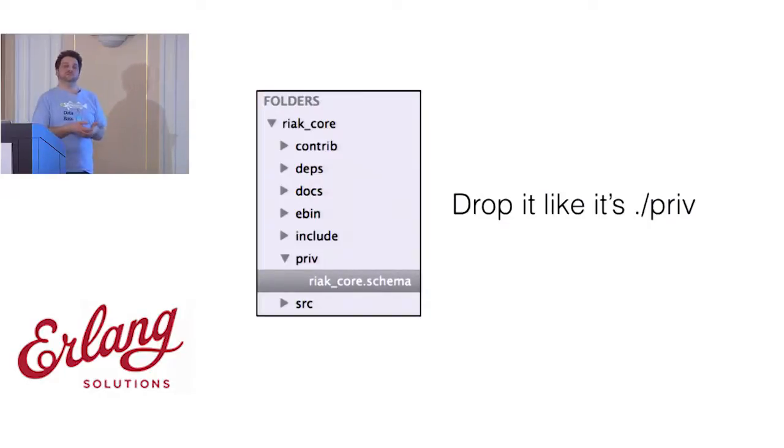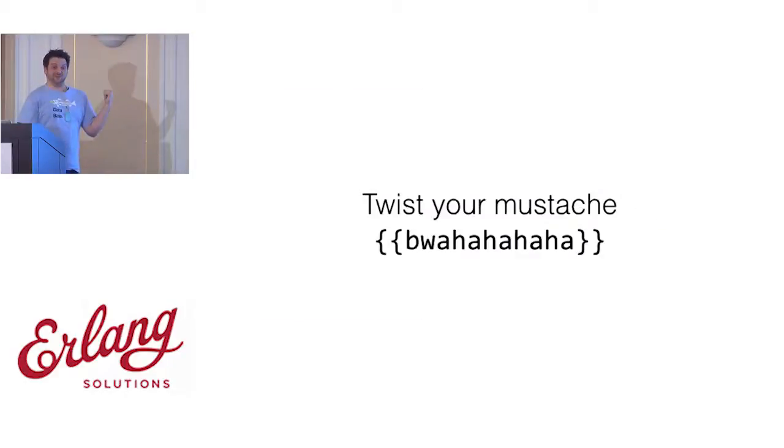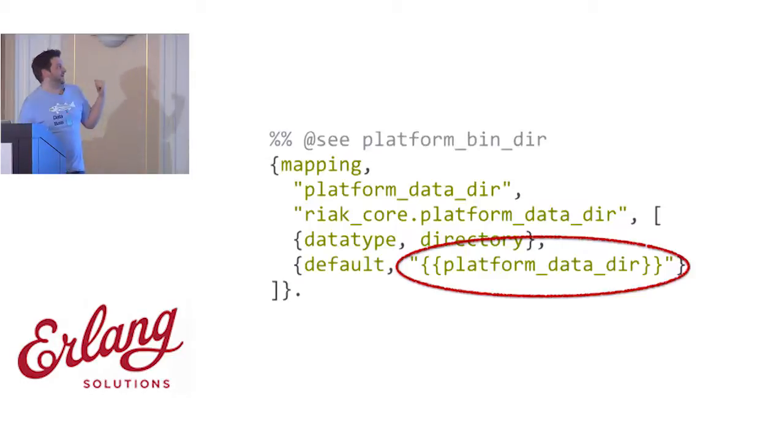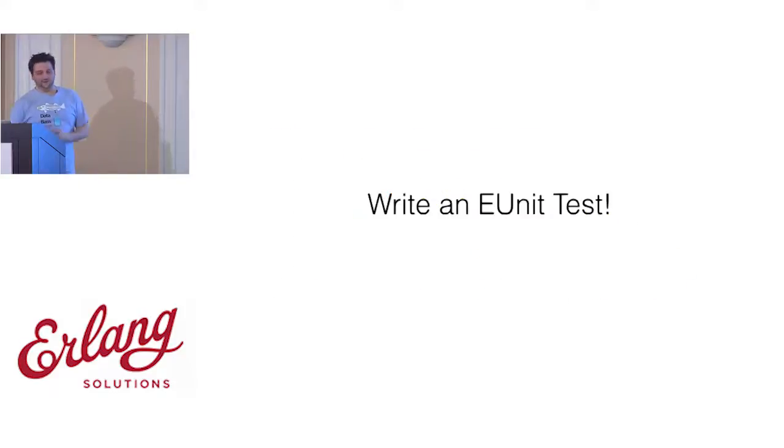Every project that React includes its own schema for the settings for that particular project, and they're all aggregated at the top level. Top level projects can also have schemas that override these things. You can twist your mustache. We do mustache substitutions with rebar. So you can have a mapping like this that says, at package time, we're going to substitute this platform data directory in here. And by the time we generate this thing, we're going to have platform data directory be, like /var/data, whatever for some people, and ./data for Mac users or whatever. So it's good. It's a good package time way to do things.